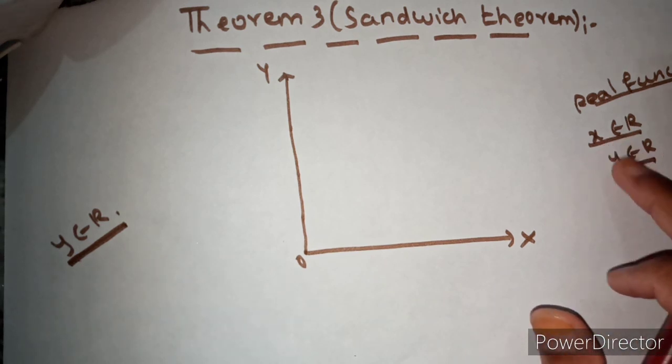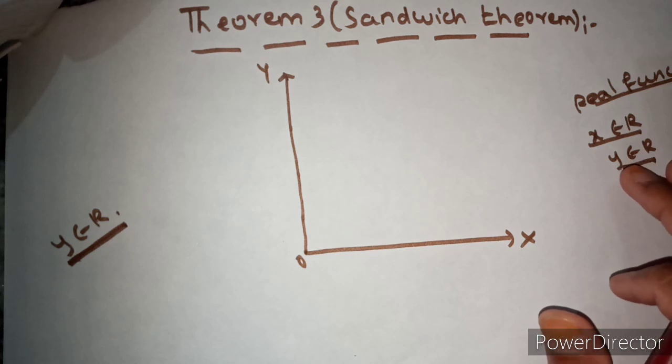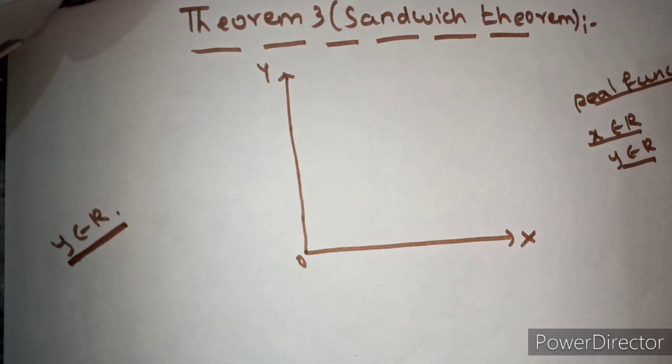If domain as well as range belong to real numbers, then the function is said to be a real function. So in theorem 3, I am considering 3 real functions, not real valued. I am stressing real functions. I am taking 3 real functions.